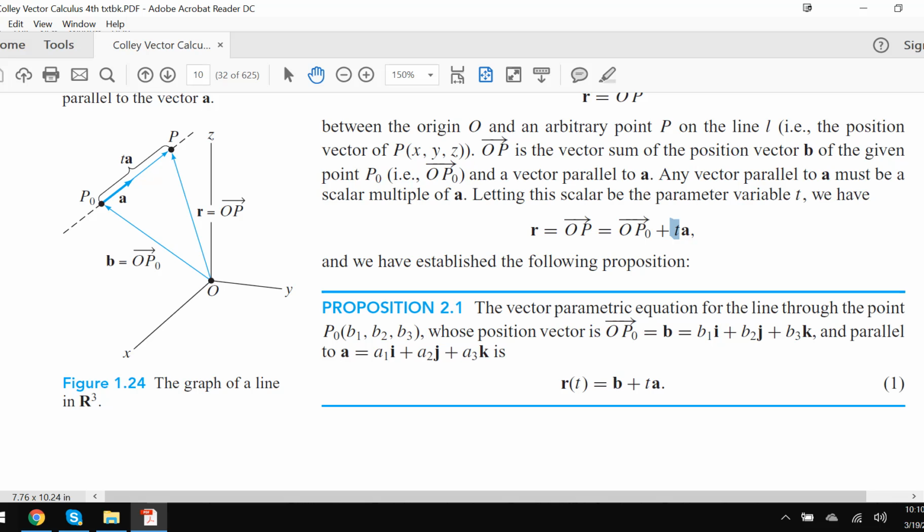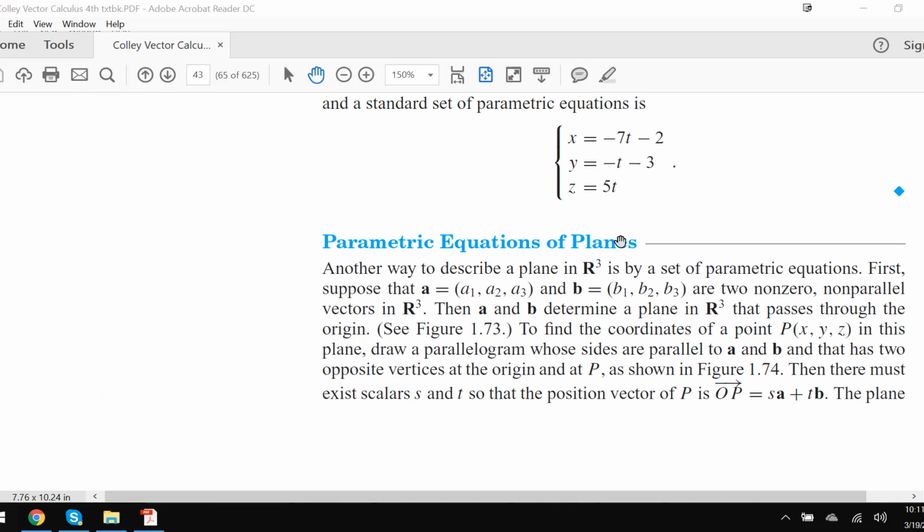So let's go back to here, and we want to find the parametric equations of planes. Another way to describe a plane in R3 is by a set of parametric equations. First, suppose that A and B are two non-zero, non-parallel vectors in R3. Then A and B determine a plane in R3.